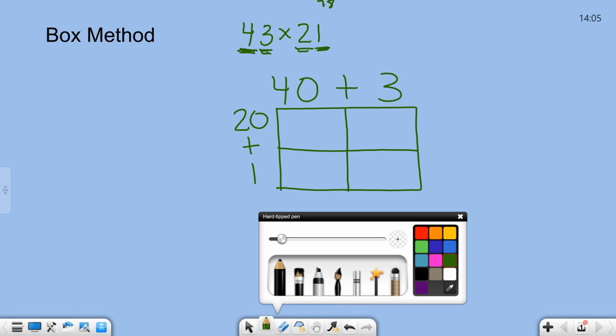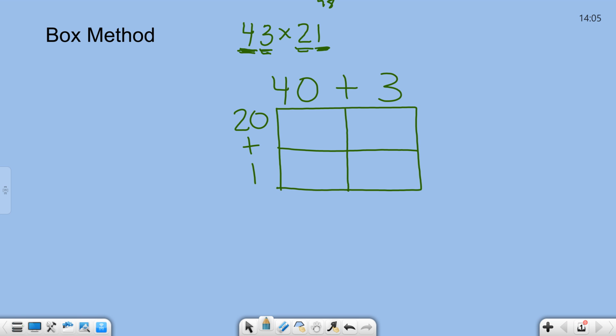I'm going to change my color so that you can see. So, in this box, I tell my students to go up to outside the box, 40, and over outside the box, 20. On the outside of the box are all the factors, so that's what you're using to multiply, and your answers go on the inside, your products. 4 times 2 is 8. I move over my 8 twice because I have one spot here and one spot here.